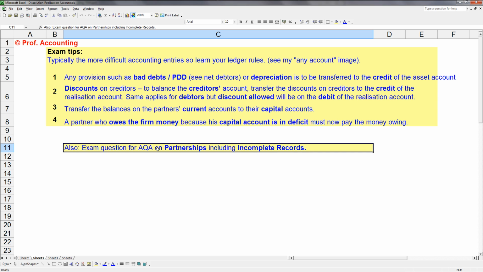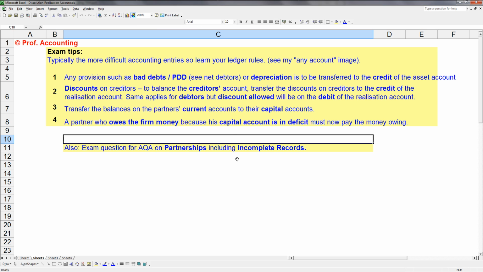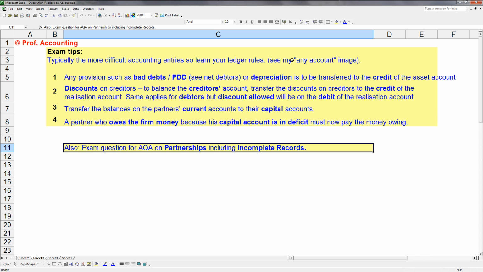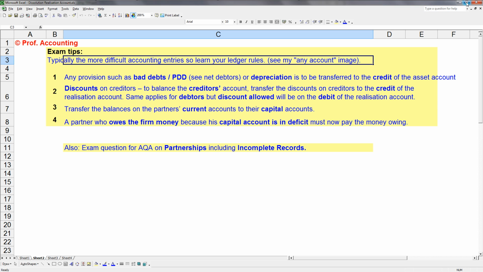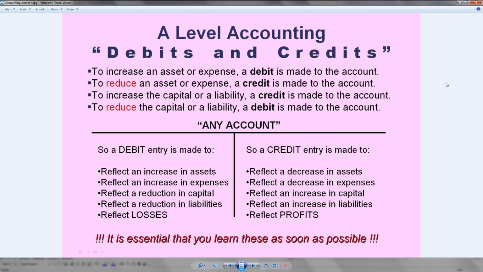So lastly, let's look at my image. The way I want to treat the account, just briefly look at my layout. This is the debit and credit sides, so any account. The debit side reflects increases of assets and expenses, and decreases of capital, liabilities and income, and the credit side is any decrease of assets, decrease of expenses, increase of capital, increase of liabilities, and profits as well. So you're using that and comparing it to the ledger that I've shown you.